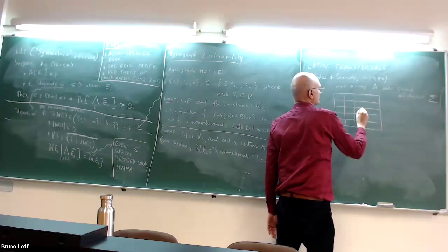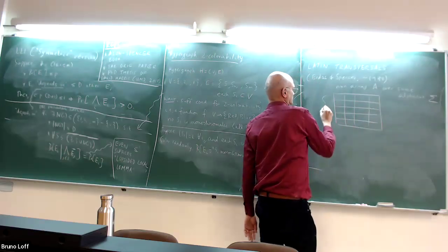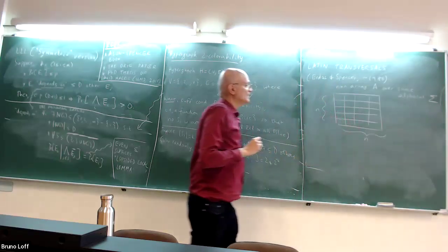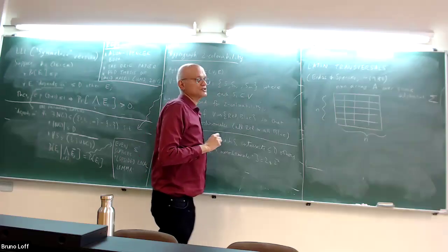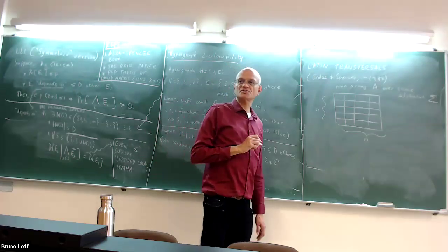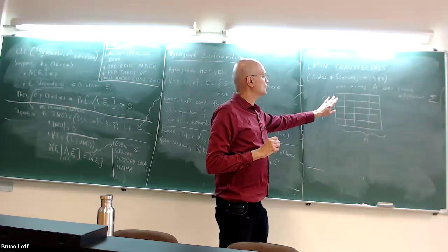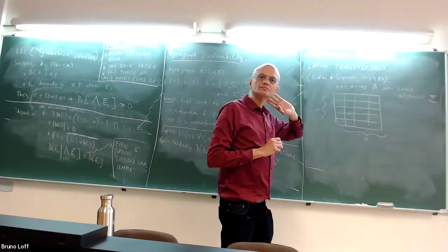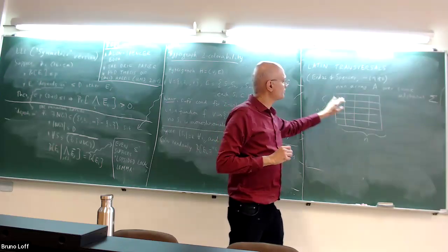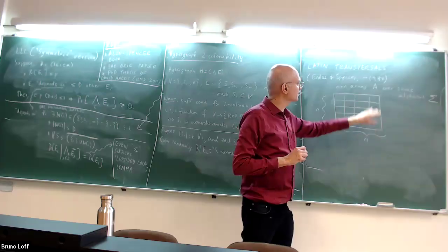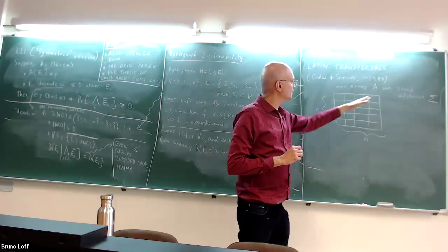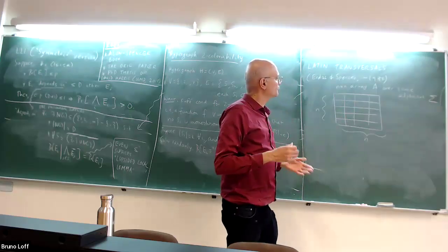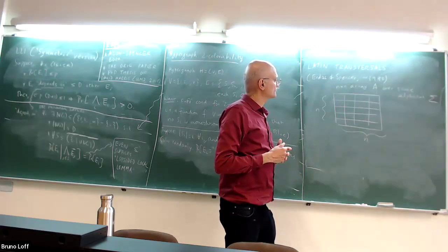A Latin transversal is a choice of n elements from the matrix, exactly one from each row and exactly one from each column. Right? So they form a permutation. You can take them from the main diagonal or the main anti-diagonal and so on, right? Or any of the n factorial ways of doing that.